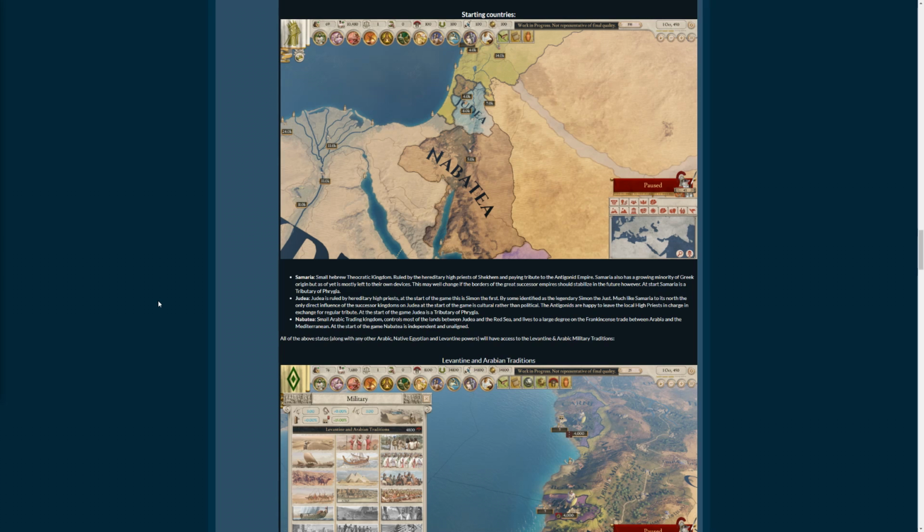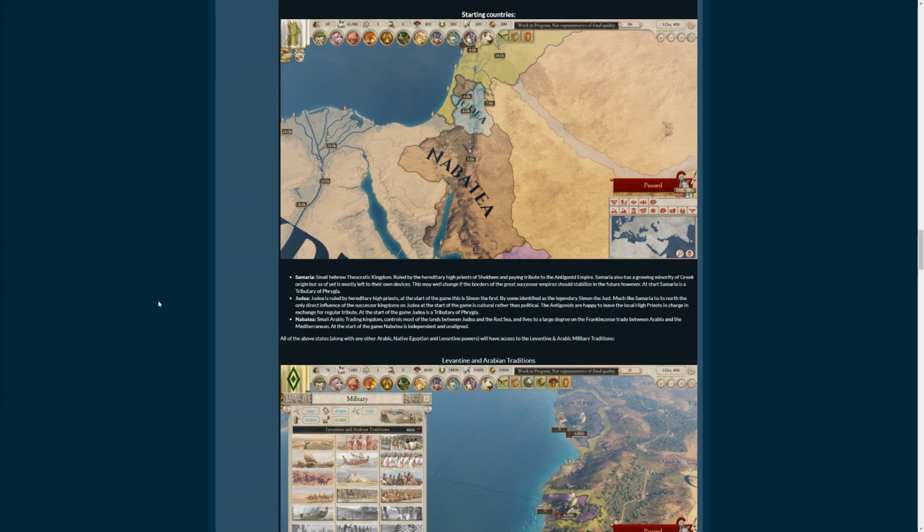Nabatea, a small Arabic trading kingdom, I like the sound of that, controls most of the land between Judea and the Red Sea and lives to a large degree on the frankincense trade between Arabia and the Mediterranean. At the start of the game, Nabatea is independent and unaligned. I like the idea of an independent trade-based nation.